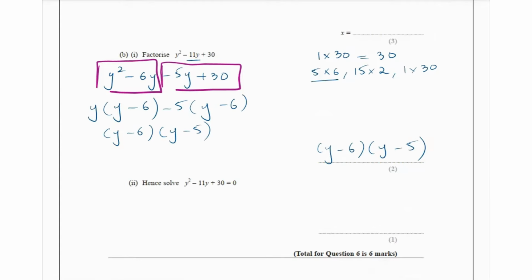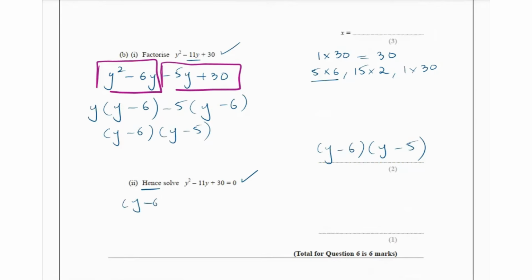Now then they're saying hence solve y squared minus 11y plus 30 equals to 0. When it says hence, that means you're using your answer from the previous part. The answer from the previous part is y minus 6 times y minus 5. And now if we compare this equation with this one, the only difference is that this is equal to 0. So first it was an expression, now it's an equation.